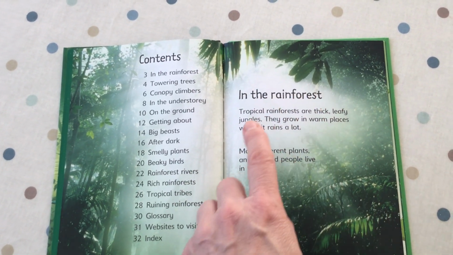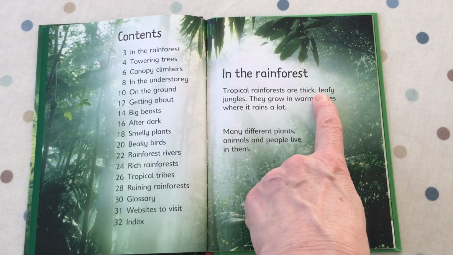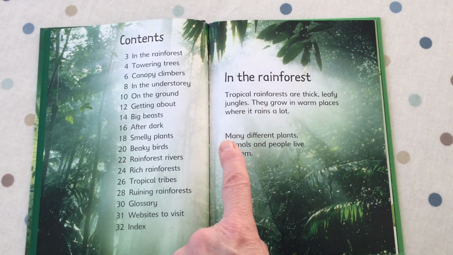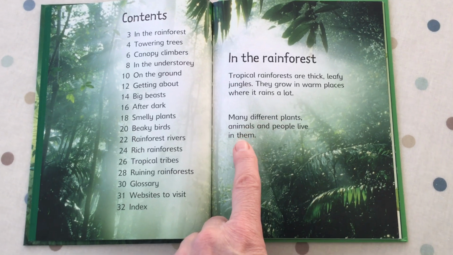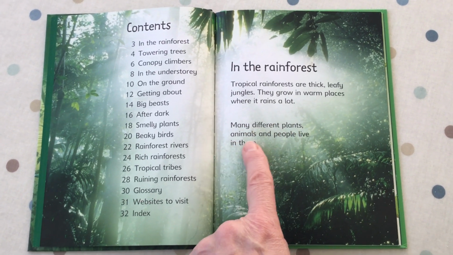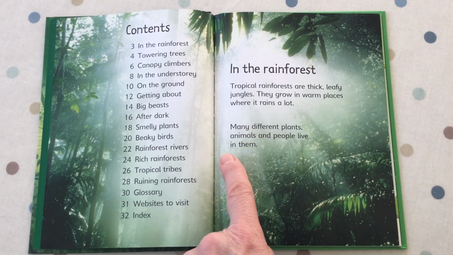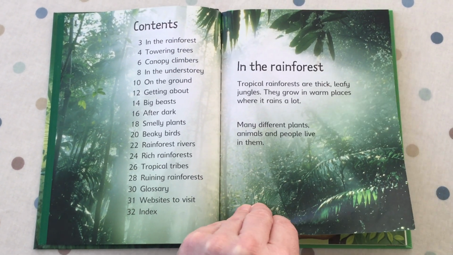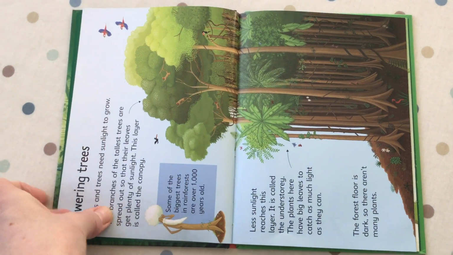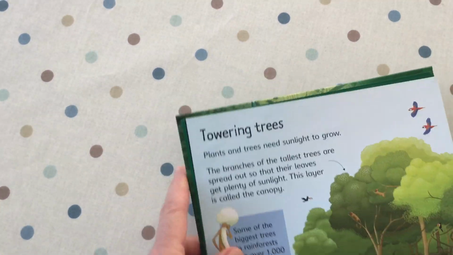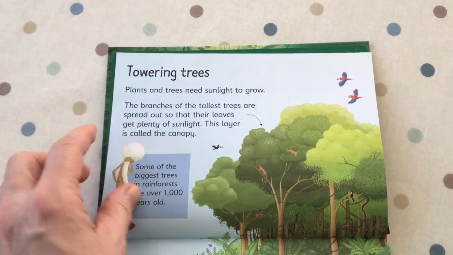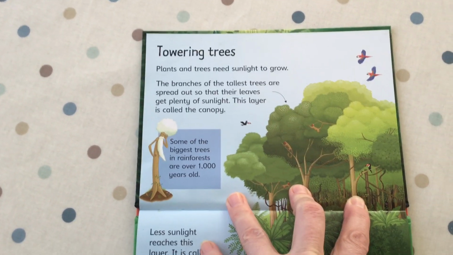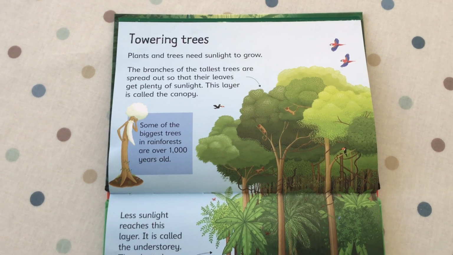In the rainforest, tropical rainforests are thick, leafy jungles. They grow in warm places where it rains a lot. Many different plants, animals and people live in them. So it's not just animals that live there, people live there too. So this page tells us a little bit about how the rainforest is made up, the different levels in there.